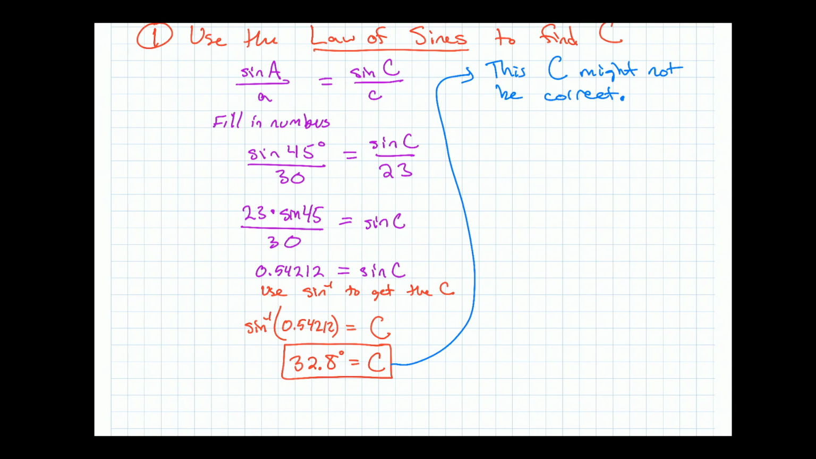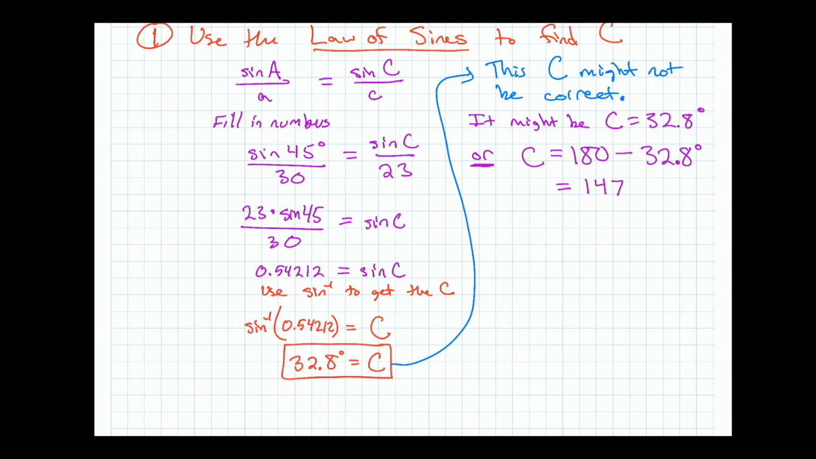So how would you know if it's correct or if it's allowed to be correct? What you have to do is say, well, it might be C equals 32.8. That's what we just came up with. Or the other possibility is that C is going to be 180 minus the 32.8, which is 147.2. So you get two different possibilities here. Let me write the C in again. You have one possibility for C and a second possibility for C.